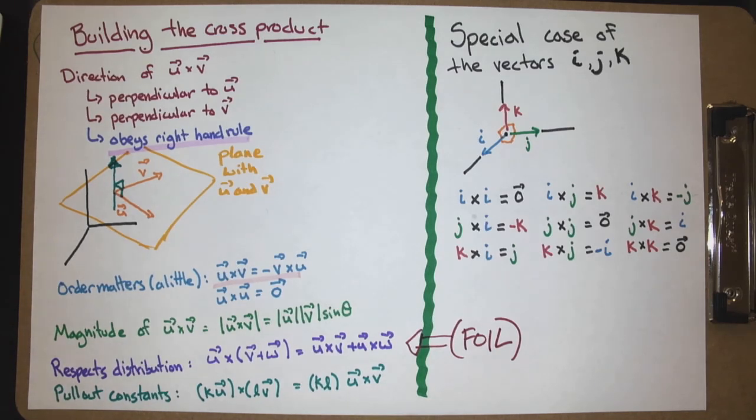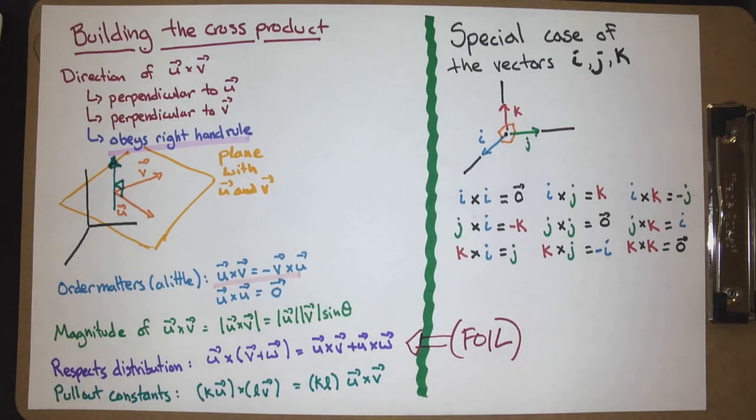And the other thing you can do is pull out constants. So if I scale a vector, the result will be scaled. If I have K times U, and I cross that with L times V, I can pull out the K and the L and just say U cross V times KL. One of the things this allows us to do, if we're working with vectors whose entries all have common factors, is pull out the common factor and just multiply the end result when I need to. It just makes things a little bit simpler.